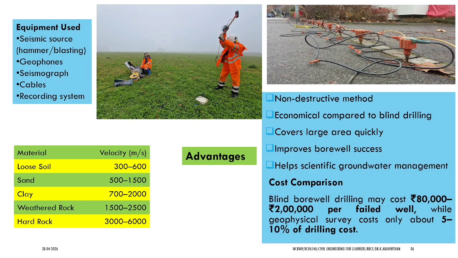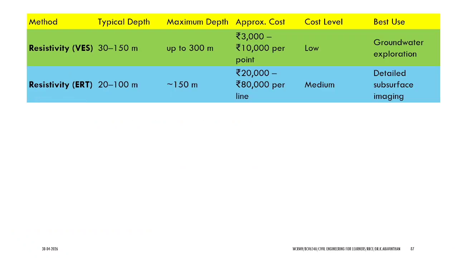Now it is not like that. You can quickly go through. It helps scientific groundwater management. If you do a pumping test, you can understand the recharge efficiency. Cost comparison: a blind borewell may cost around 80,000 to 2 lakh per failed well. But when you are doing a geophysical technique, it only costs 10% of the drilling cost.